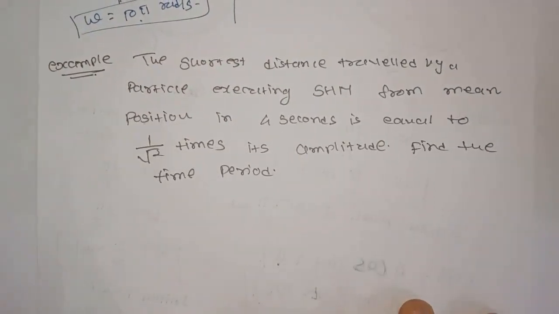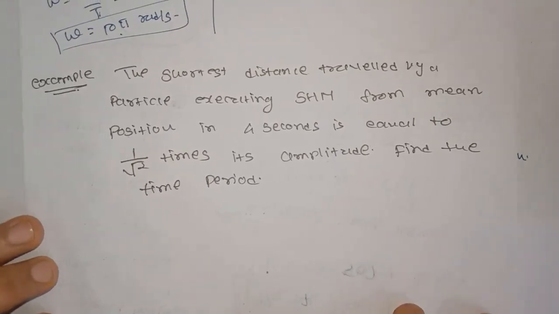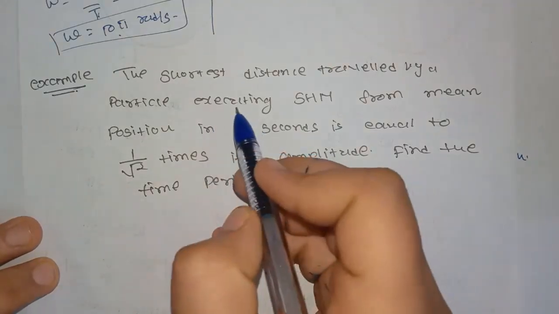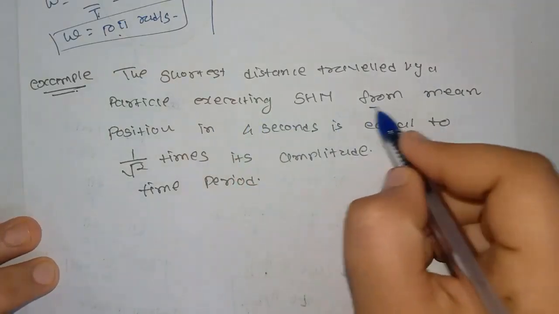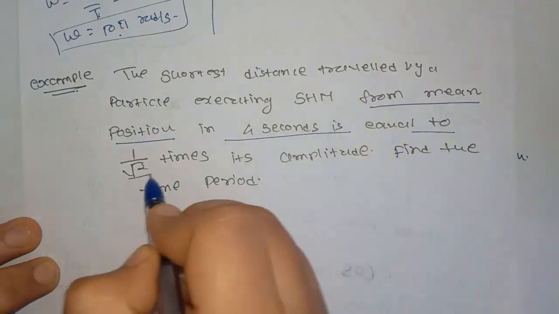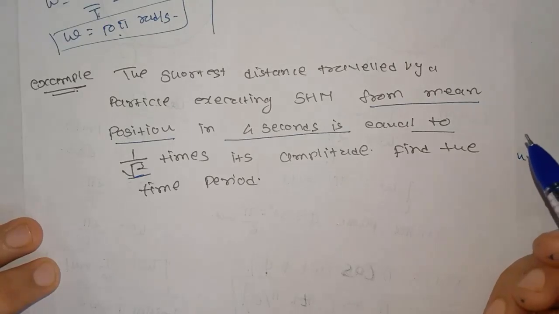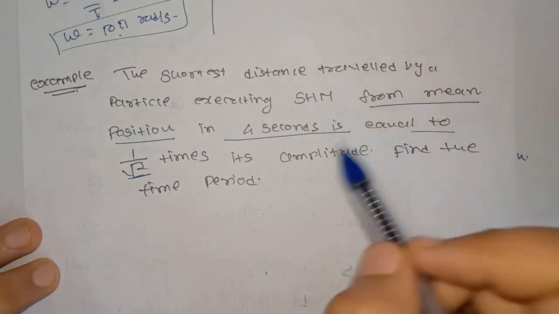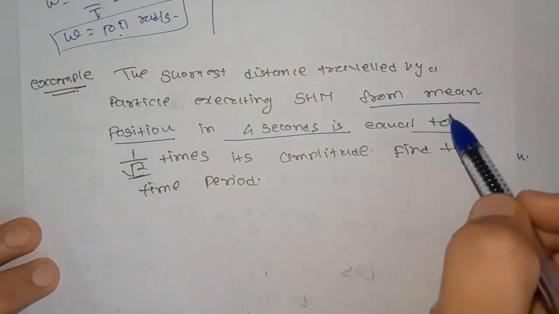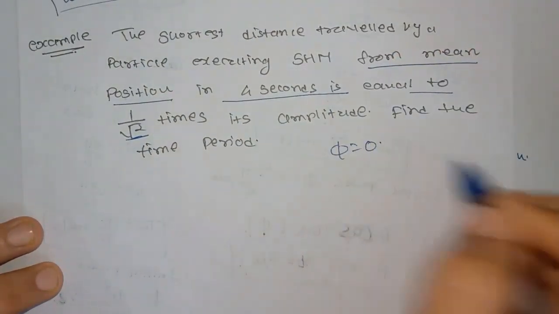In this example, the shortest distance traveled by a particle executing SHM from mean position in 4 seconds is equal to 1 by root 2 times its amplitude. Find the time period. Here it is starting from mean position, so the initial phase will be 0.